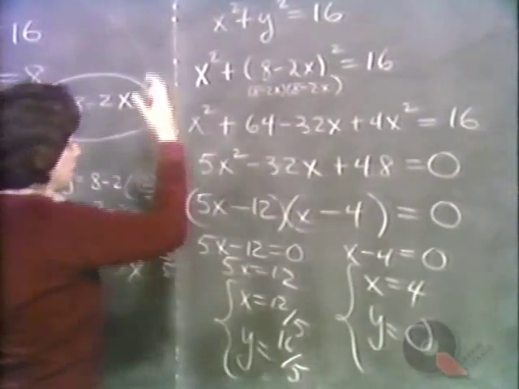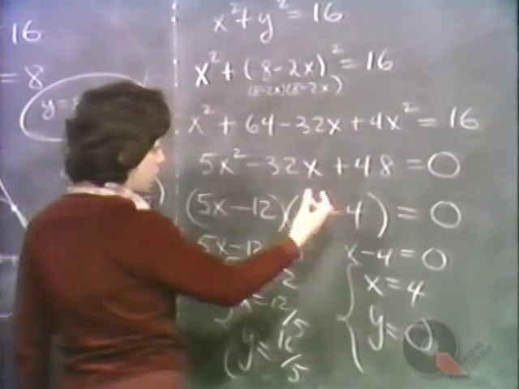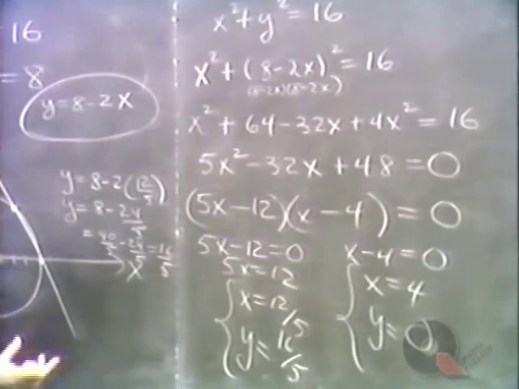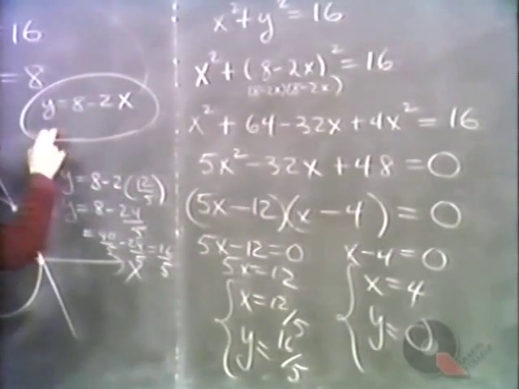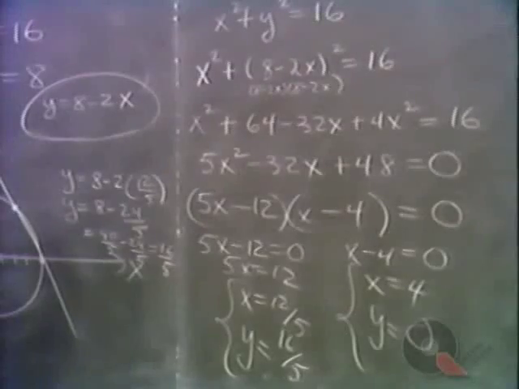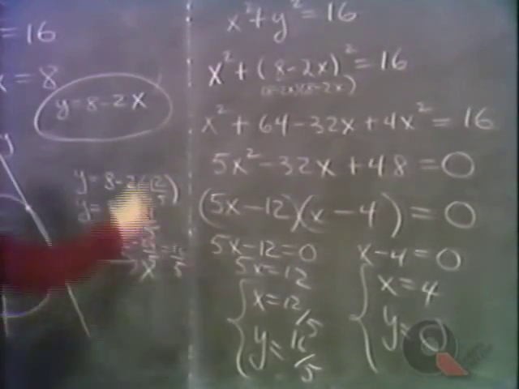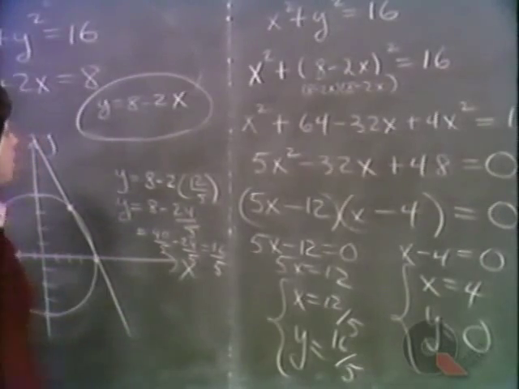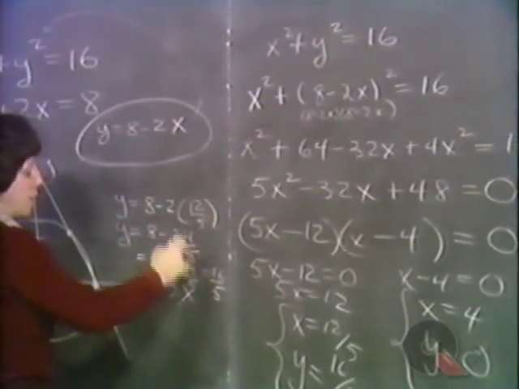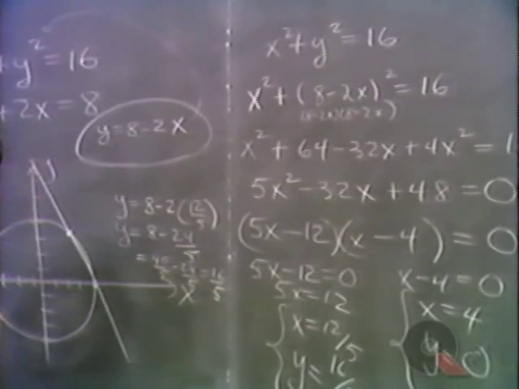Okay, so we solve simultaneously by substitution. We get a quadratic equation in x. In this case, there are 2 real solutions. We then substitute each value into the line here. It's just easier, of course, than working with the second degree equation. If x equals 4, y has to be 0. If x equals 12 fifths, you get 8 minus 24 fifths, 40 fifths minus 24 fifths, or 16 fifths.